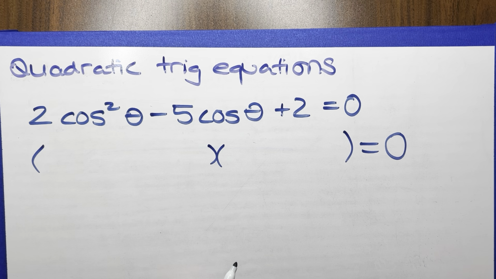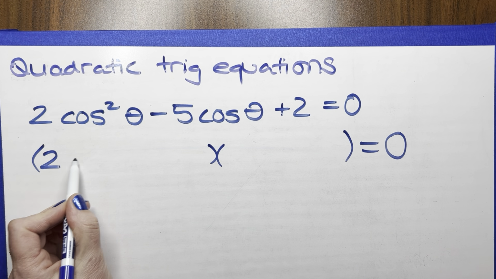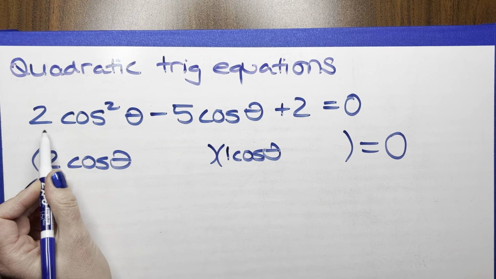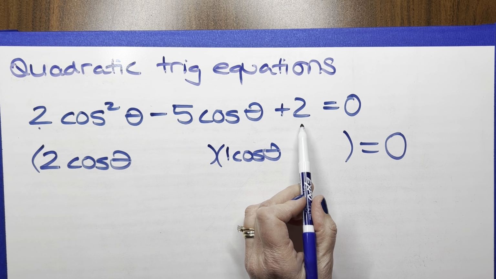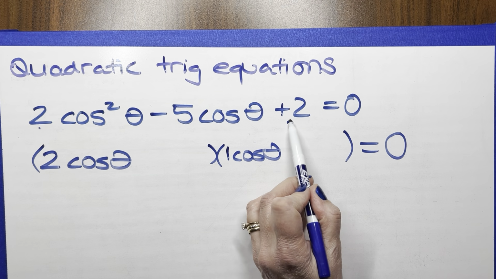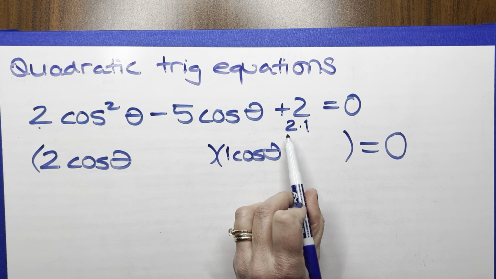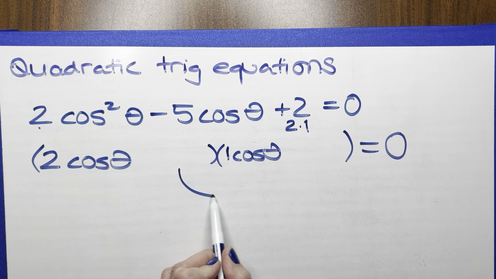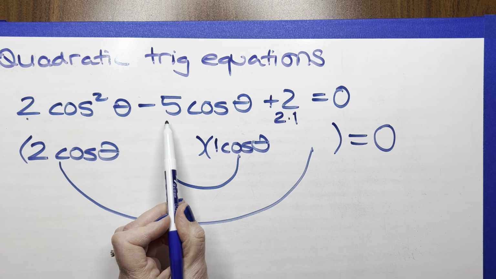Now, I know that I am going to need a 2 cosine theta and a 1 cosine theta for my first two terms, because 2 times 1 is how I'm going to get the 2. I also know that I only have one factor pair here, just like I did for the first term, 2 times 1. But it's going to make a difference where I put the 2 and the 1, because I'm going to be multiplying the inside terms and the outside terms together, and I need them to be -5.